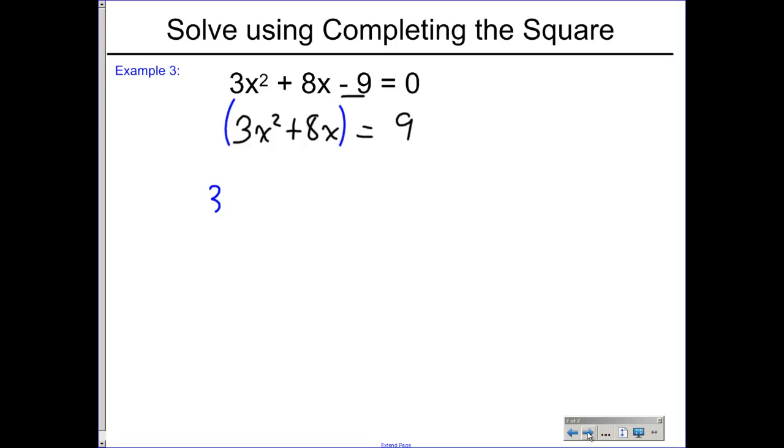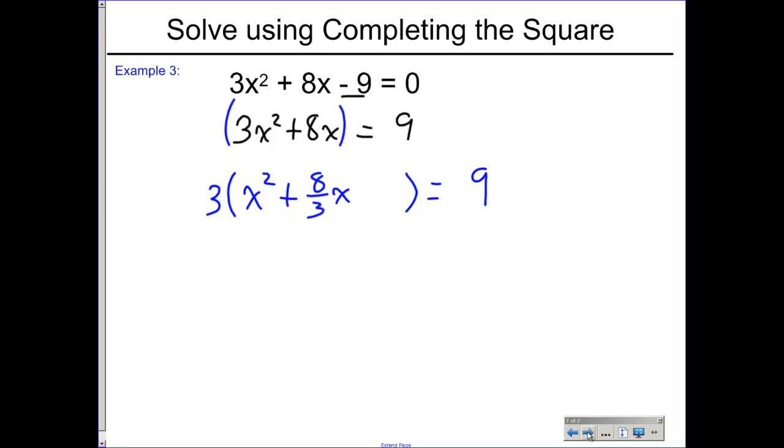So I'm going to bring my 3 outside, call this an x squared, plus, now since 8 divided by 3 will give me a repeating decimal, instead of actually dividing it out to a decimal, I'm going to leave it as 8 over 3 x. So I'm just going to leave it as a fraction, 8 over 3. Okay, leave a space, put my 9 in there.